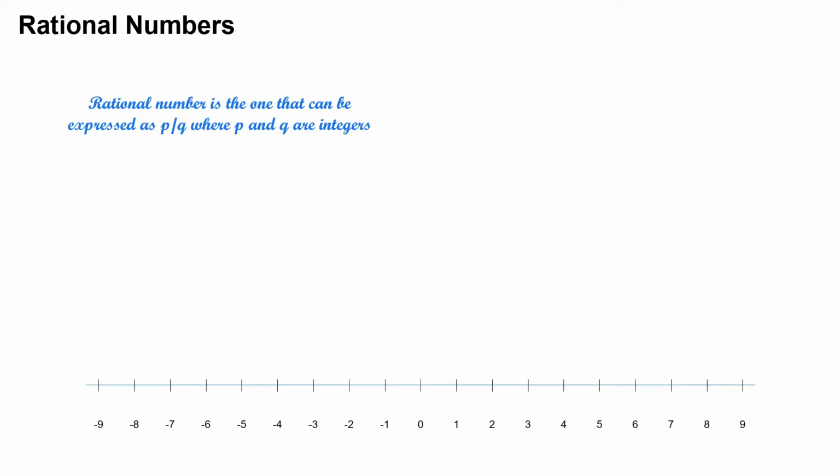Let's say we have a number line with different integers. Let's pick any two of them. Let's say we pick -3 and -2. So P would be -3 and Q would be -2. The resultant answer is 1.5. So is 1.5 a rational number? Yes, it is a rational number. It can be expressed as P over Q, like 3 by 2. So it is a rational number.